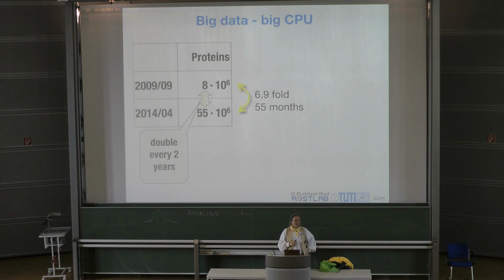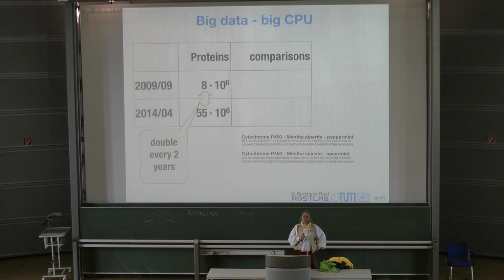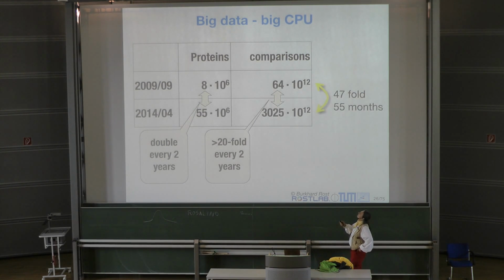The same is true for hard disk space. So doubling every 2 years is even in the computer field now a big number, but it's not that big. It's not that scary, right? But now let's look at something else, which is not the number of sequences, but the number of comparisons I have to do. If we want to do a comparison, we have to run everyone against everyone. So suddenly that's the number we talk about in 2009, and that's the number we talk about in 2014. And that's a 20-fold increase every 2 years. And that really is scary.